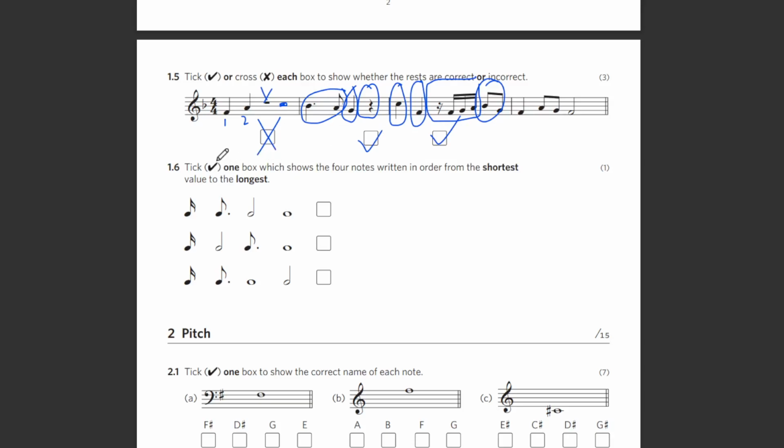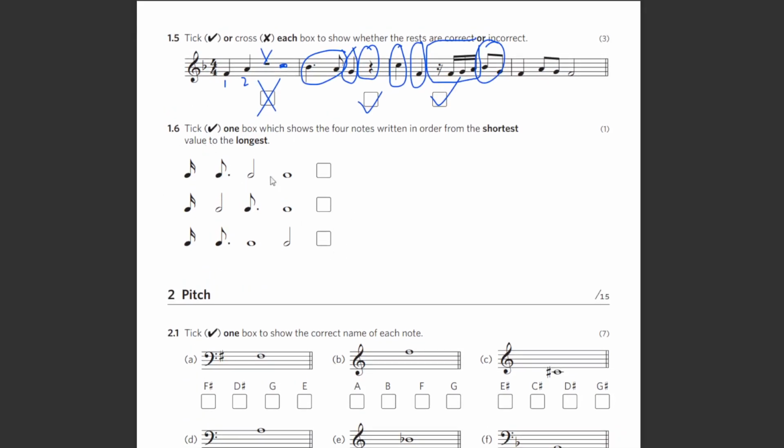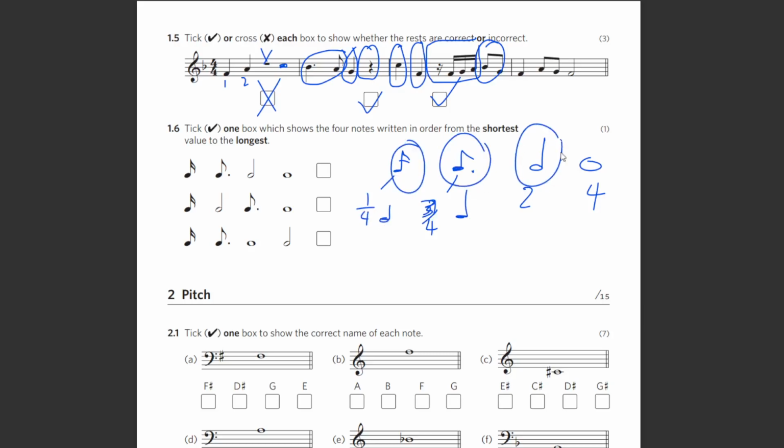In 1.6, you are asked to tick one box which shows the 4 notes written in order from the shortest to the longest value. So we know that we have these semiquavers. This one is a dotted quaver, and then a semibreve. Semibreve is 4 crotchet beats. This one is 2 crotchet beats. This one is 3/4 of a crotchet beat. And this one is 1/4 of a crotchet. So the smallest is this, followed by this, then this, and this. So this is the correct answer.